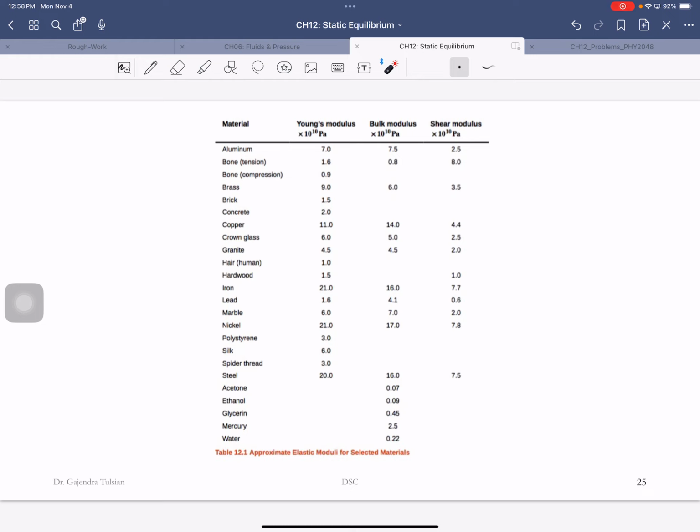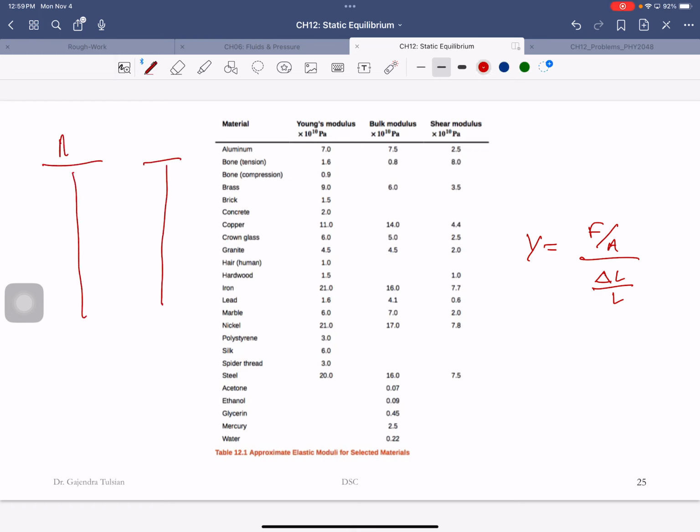So if you take an aluminum wire, so again, Young's modulus is force. You take an aluminum wire and a steel wire, same dimensions, and you apply similar forces. Since the Young's modulus for steel is 3 times greater, the deformation in steel is 3 times less. That's what those numbers mean. Did you guys understand that?